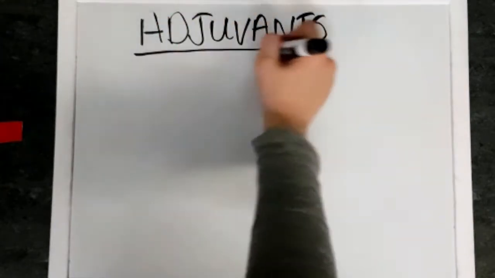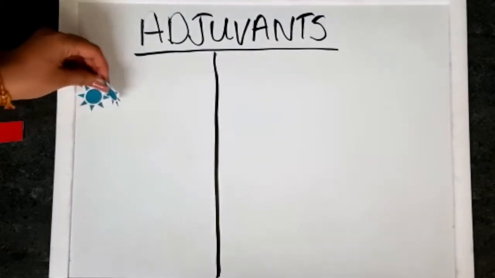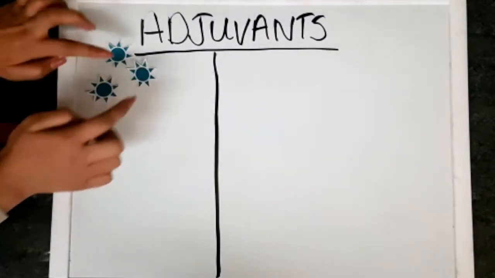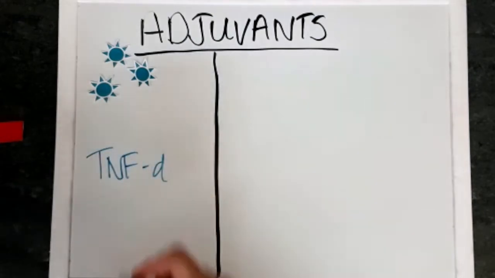Adjuvants. There will be 2 adjuvants being used. The first adjuvant is the TNF-alpha cytokine, causing an increase in inflammation. This increase in inflammation will enhance the cytotoxic response of the CD8 T cells.